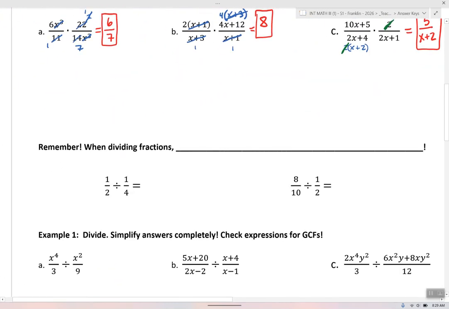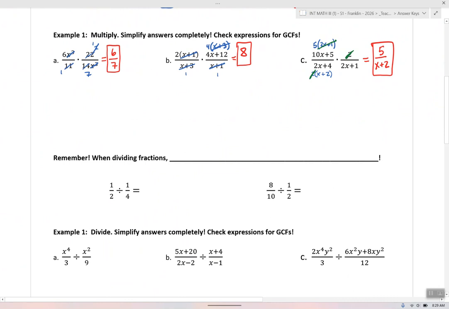All right, let's talk about dividing. Remember, when dividing fractions, we have to flip the second fraction and multiply. So flip the second fraction and multiply. You might also know this as multiply by the reciprocal.